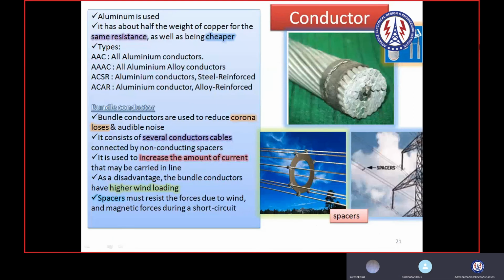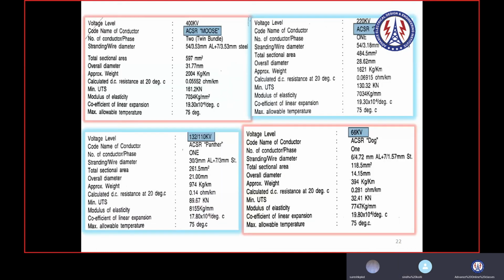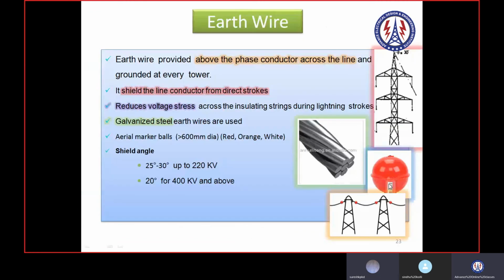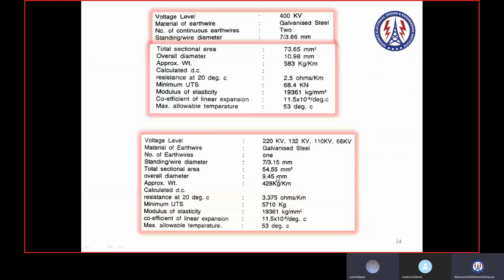Okay, so this is the ACSR conductor, all are aluminum conductors, and in the center we are using steel. These things we are going to discuss in conductor sizing and classes, this is the catalog of conductors. This is the shield wire, which we use above the towers to protect the transmission line system from a direct lightning strike.